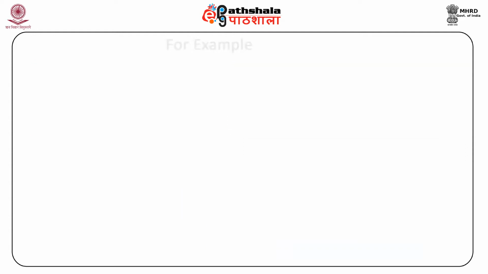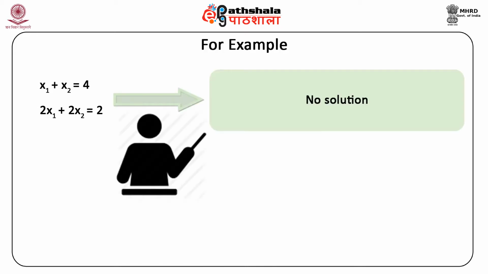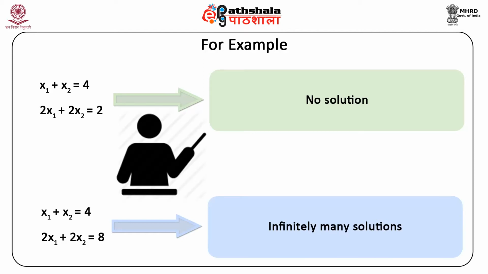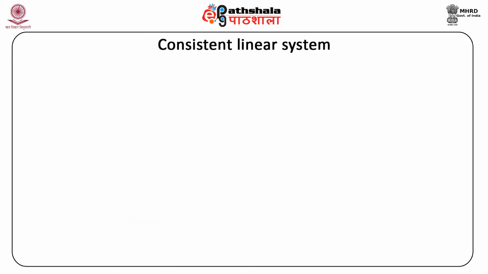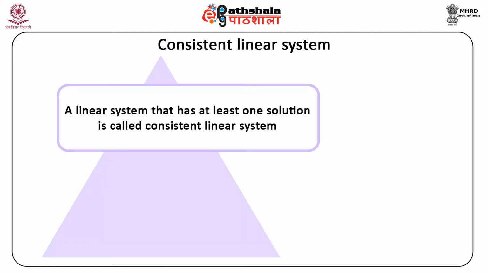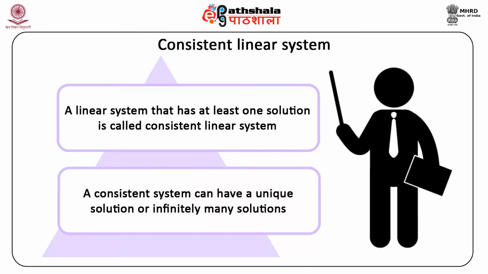as (1, 1) satisfies both equations of the system. For example, the linear system x1 plus x2 equal to 4 and 2x1 plus 2x2 is equal to 2 has no solution, whereas the linear system x1 plus x2 equal to 4 and 2x1 plus 2x2 equal to 8 has infinitely many solutions. Consistent linear system. A linear system that has at least one solution is called a consistent linear system. A consistent system can have a unique solution or infinitely many solutions.